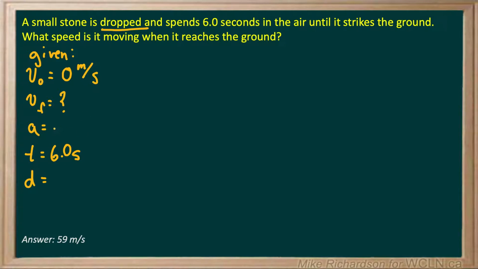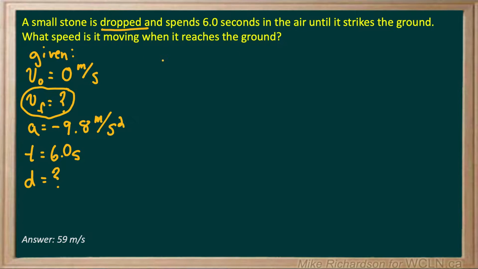Now the acceleration for any object flying through the air, regardless of whether it's on its way up or on its way down, is always the acceleration due to gravity, which is always down. Negative 9.8 meters per second squared, the negative in this case meaning that it's down. Now we don't know the displacement, which would be how high the cliff is, but we're trying to find v final. So we want to avoid equations with d in it.